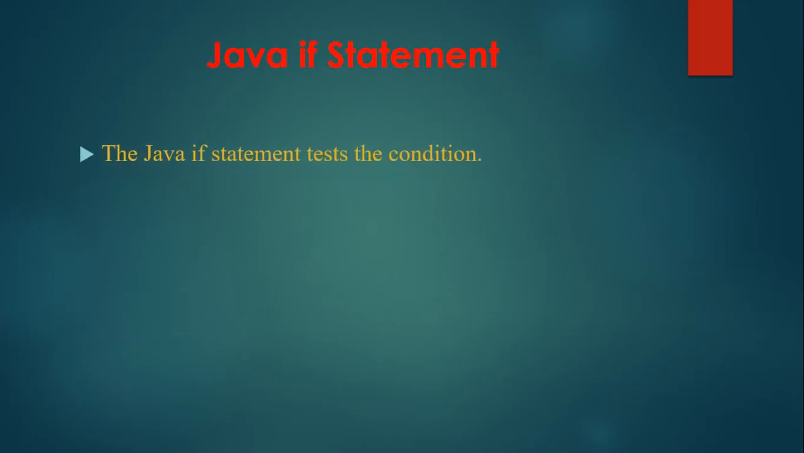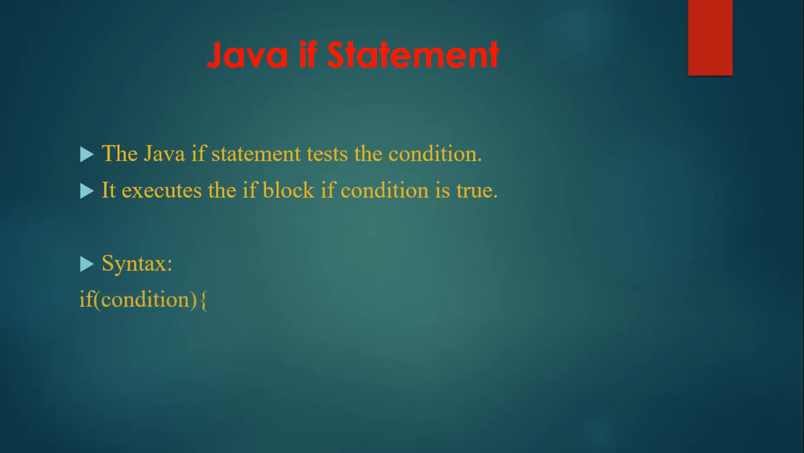The Java if statement tests the condition. It executes only if the if block condition is true. Its syntax is: if (condition) curly braces open, code to be executed, curly braces close. If the condition is true, then only the whole statement will execute, and if the condition is false, then it will be terminated.